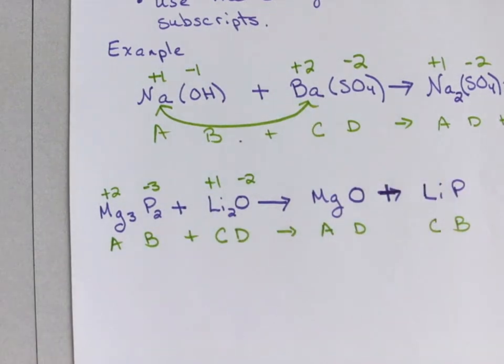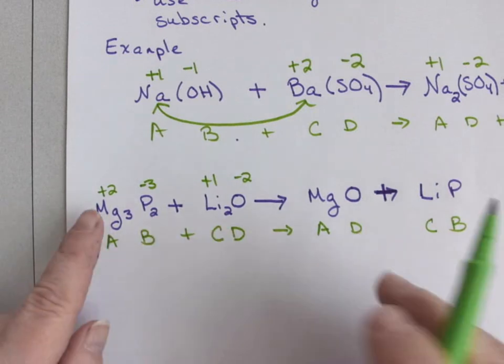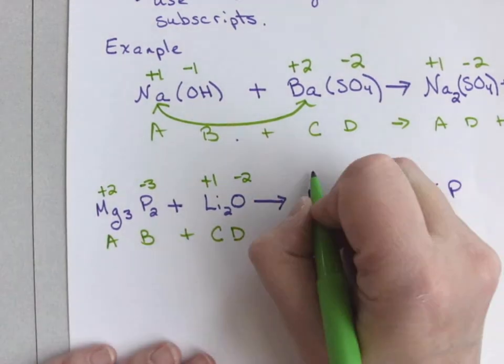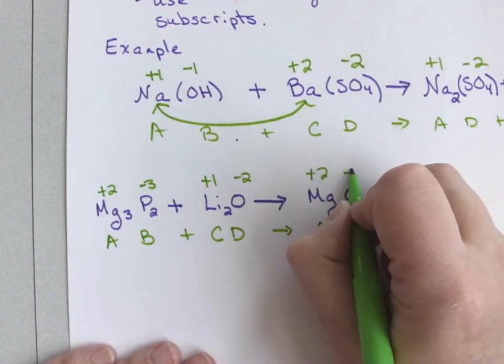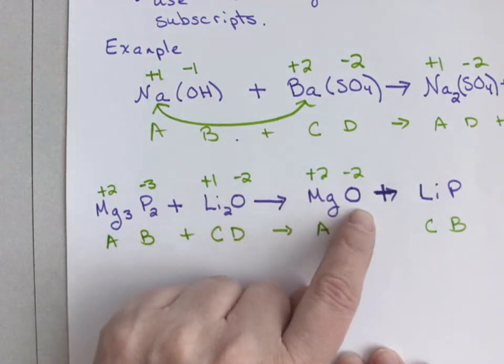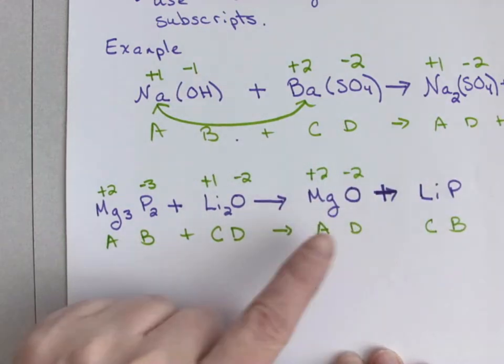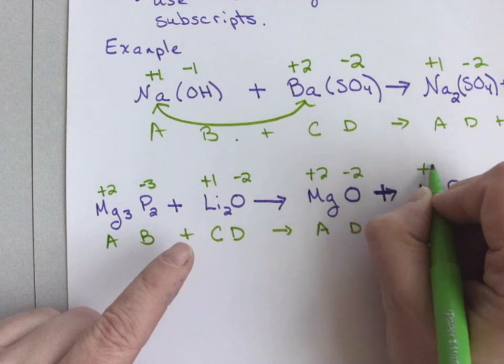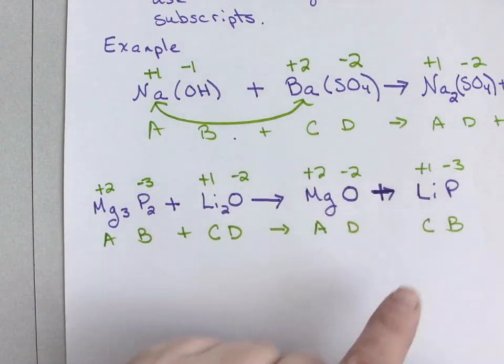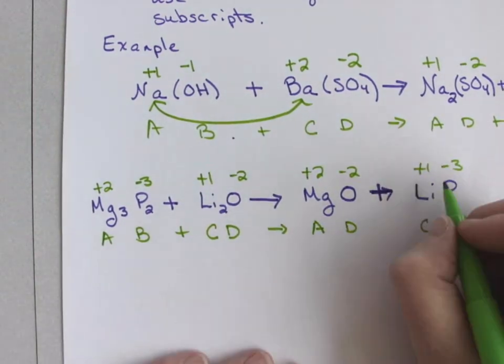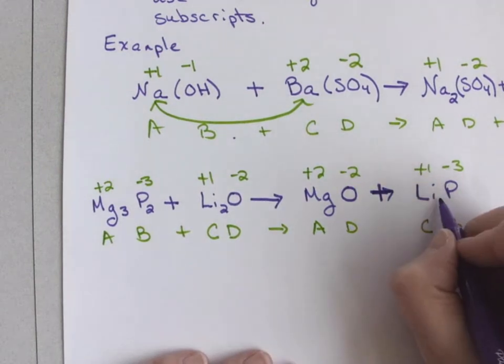Now we have to think about charges, right? So I'm going to take the charges that I wrote over here and figure them out over here. +2, -2. Do we need any subscripts here? No, because they're going to be equaling 0. +1, -3. Do we need subscripts here? Yes. So we need a 3 right here.